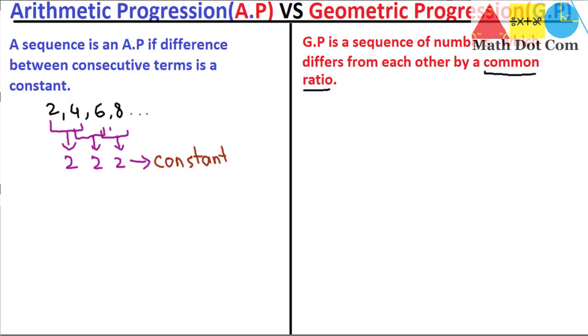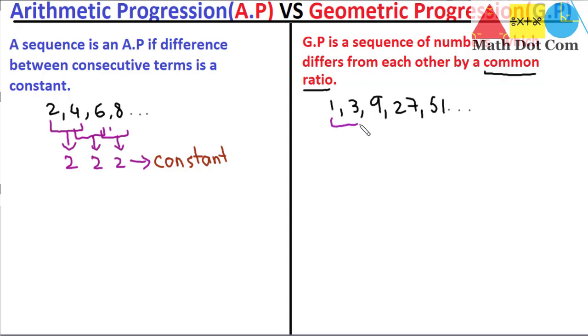So if I write a sequence, that is 1, 3, 9, 27, 81 and so on, this is a geometric progression or geometric sequence. Why is it a geometric progression? Because we have two terms that differ from each other by a common ratio. So what is meant by common ratio?